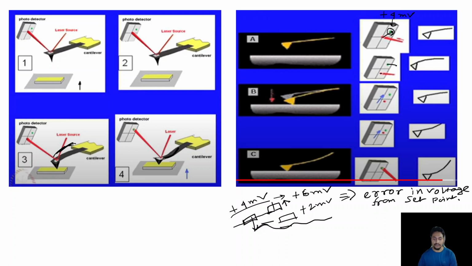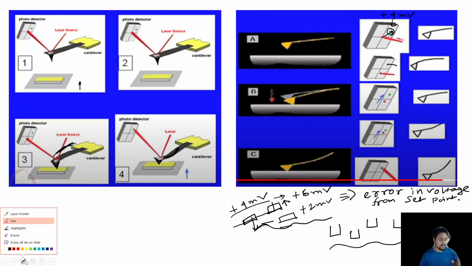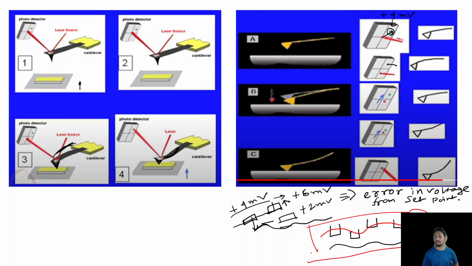So then again it will come to the feedback loop and again change the height. At first it will go at a constant height, and then depending upon the force, depending upon the error voltage, it will change the height of the piezoelectric scanner. So now let's say this is your surface, and your piezo scanner position will be like this, then this, this, this. If we get the piezo scanner's position, we can get an idea of how the surface looks, right? No problem in that.